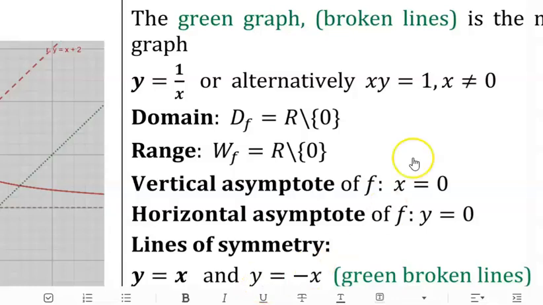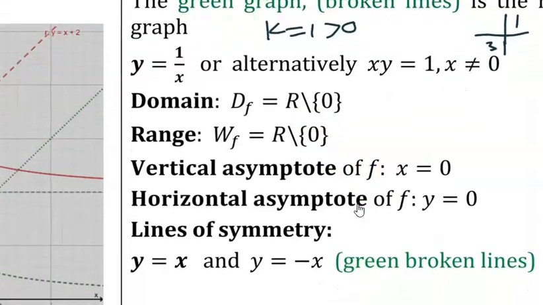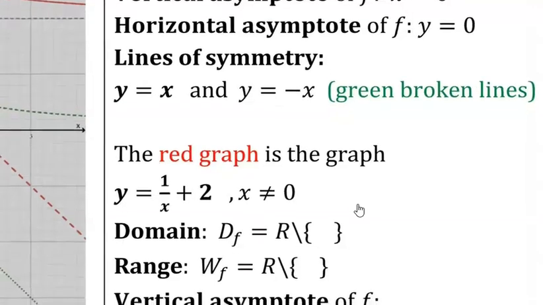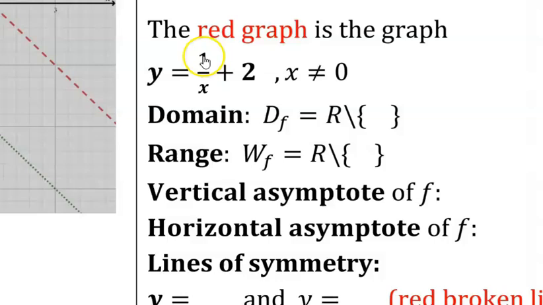I've just included the theory of the mother graph, the green graph, and in this case our k equal to 1 is positive, so we're in the first and the third quadrant. This is where my hyperbola will be. I have y equal to 1 over x, and I have the domain and the range and the asymptotes, etc., and the lines of symmetry. Now let us look at the function y equal to 1 over x plus 2.